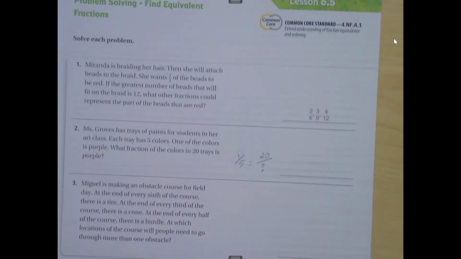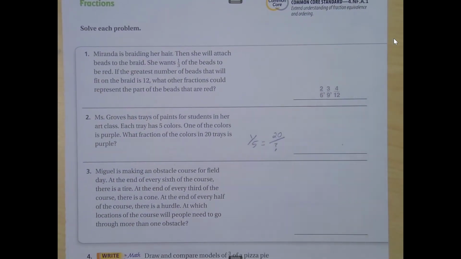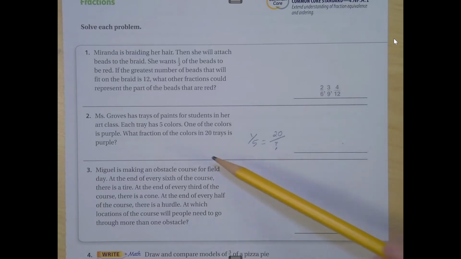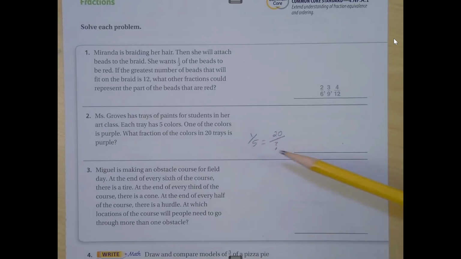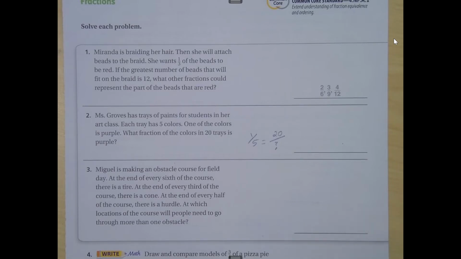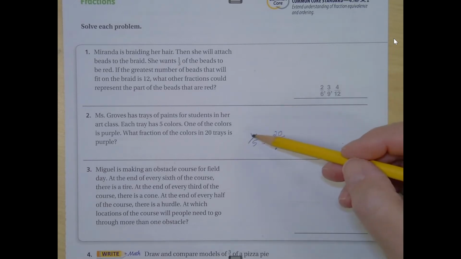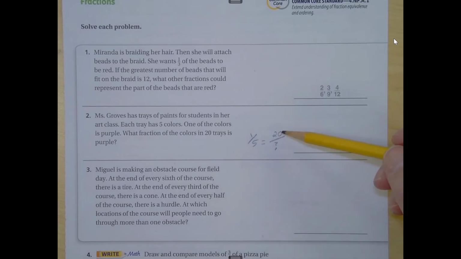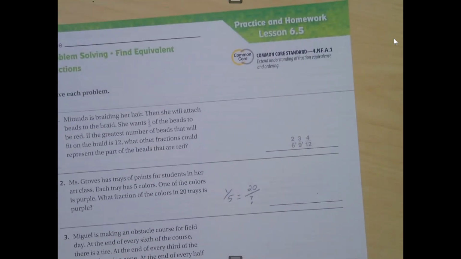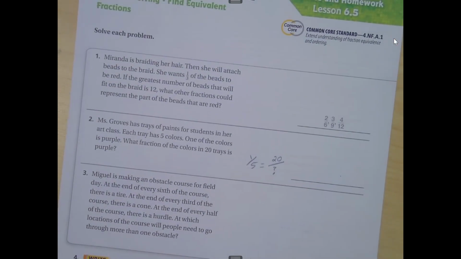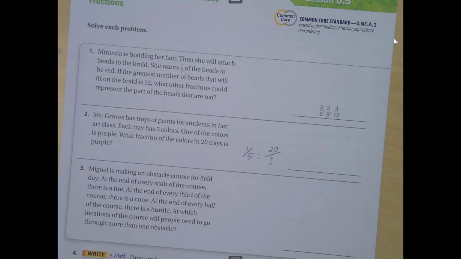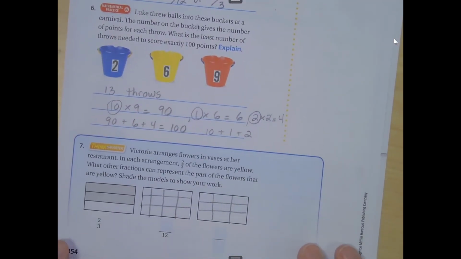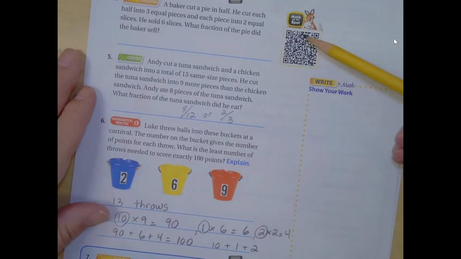All right, now we're going to page 355. They already did number 1 for you. So we'll go to number 2. Ms. Groves has trays of paints for students in her art class. Each tray has 5 colors, and one of the colors is purple. What fraction of the colors in 20 trays is purple? Okay, so we've got one tray, had 1 out of 5, the color is purple. So we are going to find an equivalent fraction. Oh, you know what? No. Did I skip a page? I did. I am so sorry. Let's go back. I skipped page 354. Let's go back to that page. All right, number 4. Sorry about that.